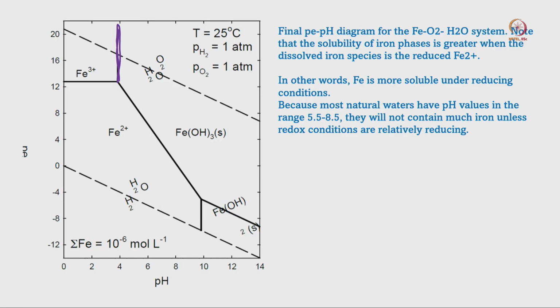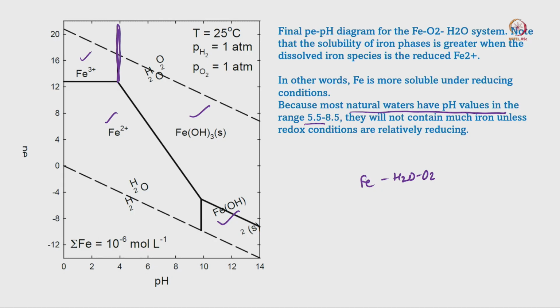Okay. So, this is my final diagram for the Fe, H2O and O2 system. So, we see in what conditions my Fe3 plus is stable, my Fe2 plus is stable, my FeOH3 plus is stable and FeOH2 plus is stable, right. And we see that in most natural waters pH values are in the 5.2 to 8.5 range.